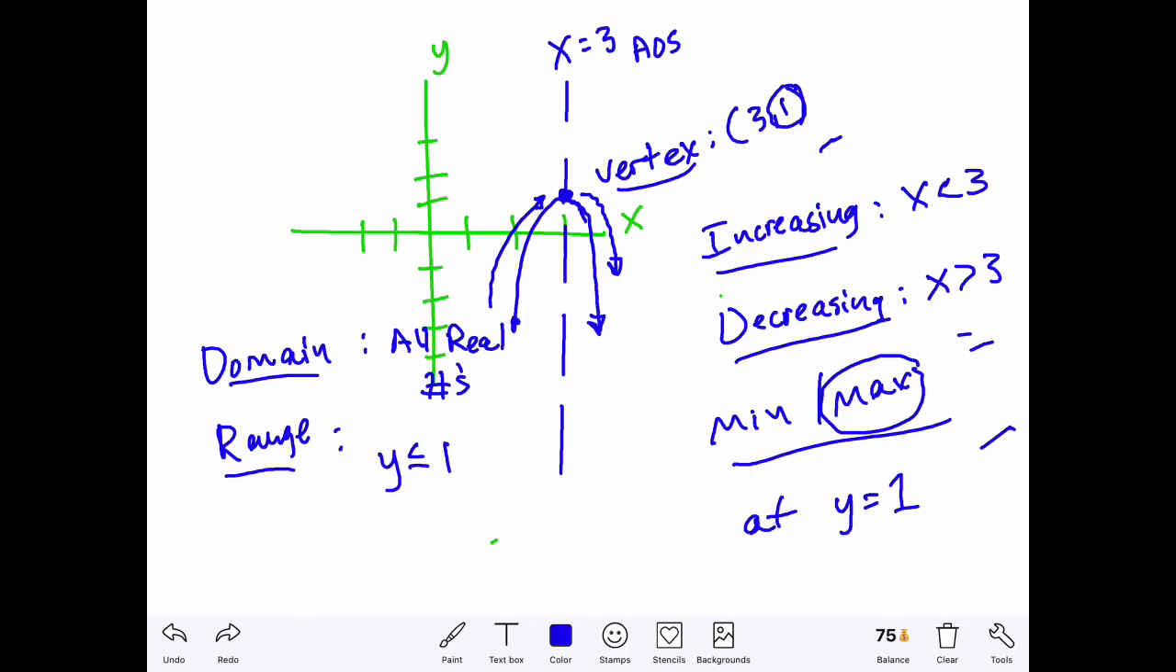It's going to increase when x is less than 3 and decrease when x is greater than 3. Our axis of symmetry is x equal to 3. And what would its a coefficient be on this one, positive or negative? Well, a would be negative, wouldn't it? Because it opens downwards.